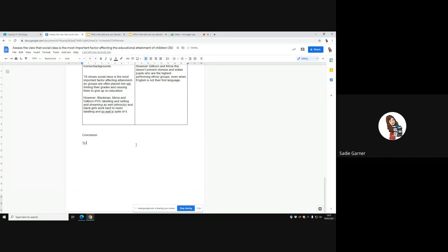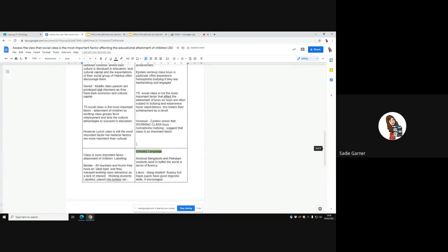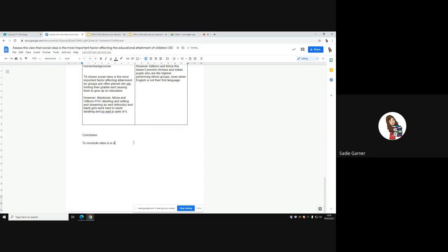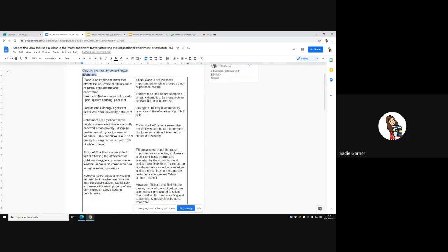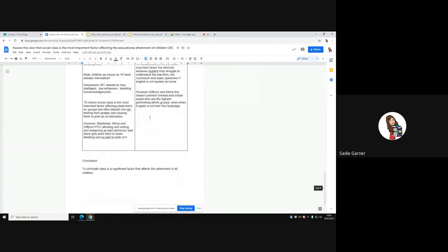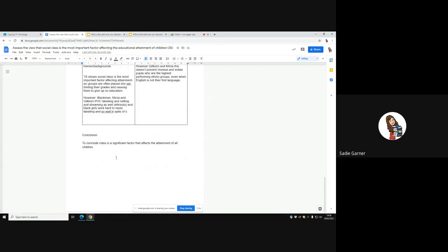To conclude, reach my judgment, to conclude, class is a significant factor that affects the attainment of all children. I'm going to remove the "maybe" from the "most". I'm still addressing the question, but just altering it slightly. Social class is a significant factor that does affect the attainment of all children.